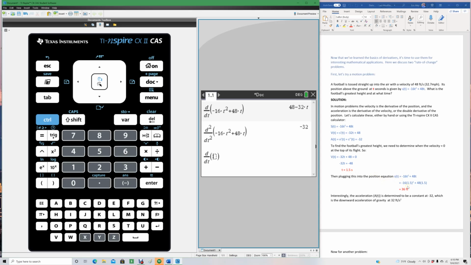Negative 16 times 1.5 squared plus 48 times 1.5, and it equals 36 feet. So that's the highest point that the football will reach in its trajectory. Interestingly, that constant, the minus 32 for the acceleration, happens to be the downward acceleration of gravity, which is 32 feet per second squared.